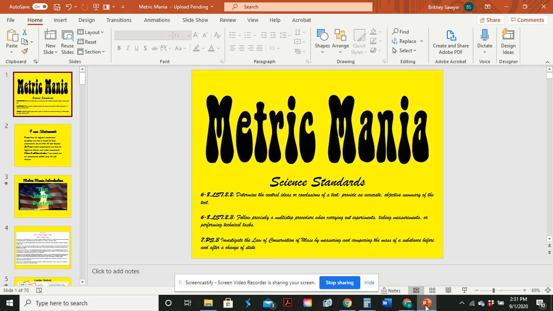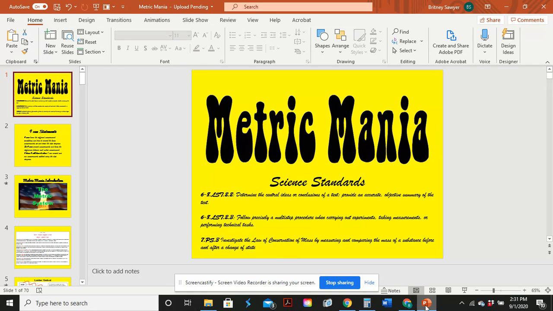All right, Tuesday/Wednesday's work. We're going to go back through the standards again on a daily basis. We have determined the central ideas or conclusion of a text to provide an accurate, objective summary of the text. We have to follow precisely a multi-step procedure when carrying out experiments, taking measurements, or performing technical tasks.